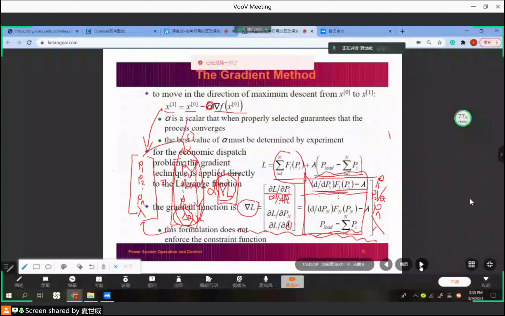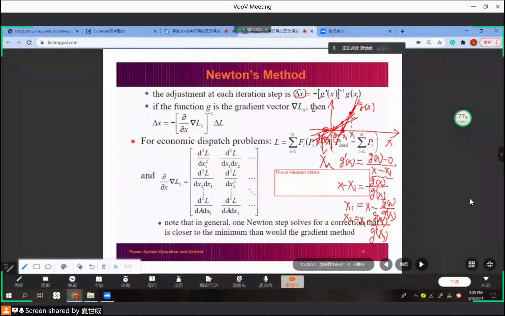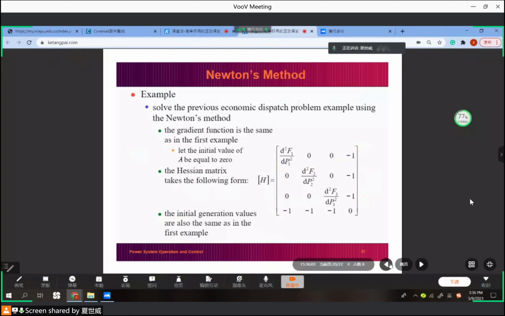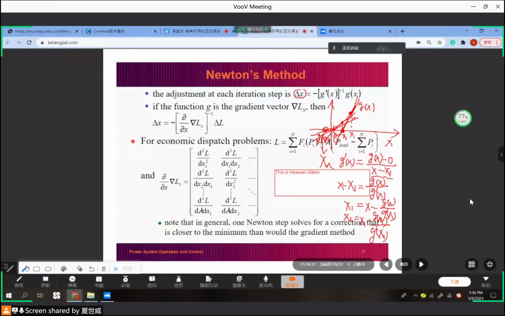The first order derivative of L with respect to P_i equals 0. And also, the first order derivative of L with respect to lambda equals 0.